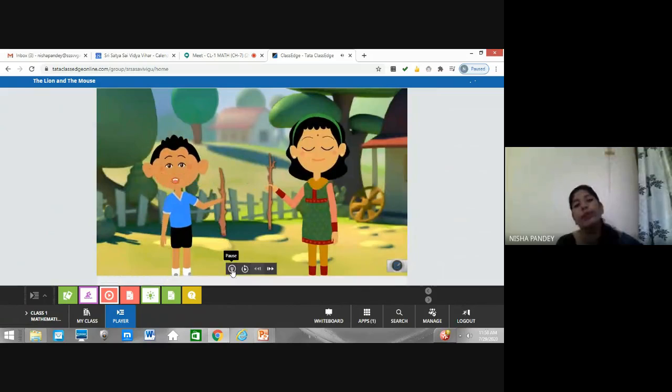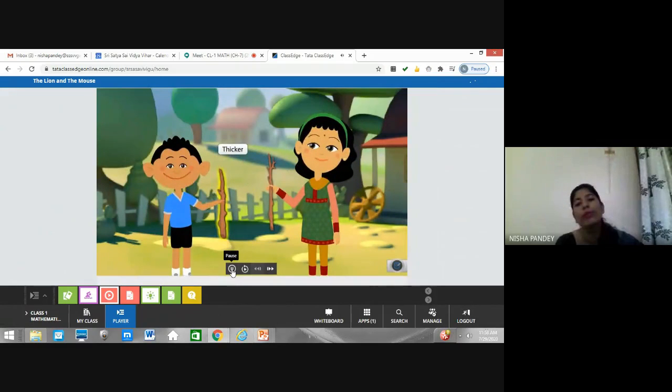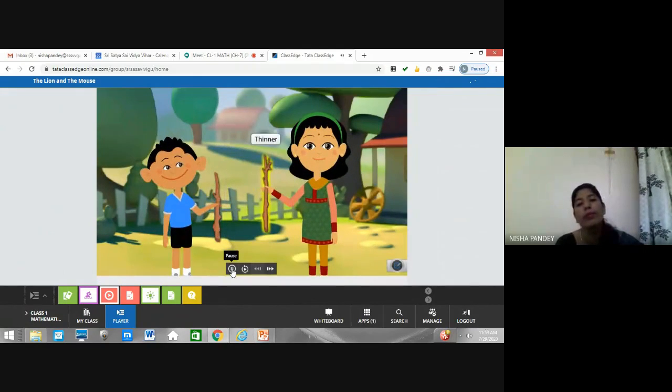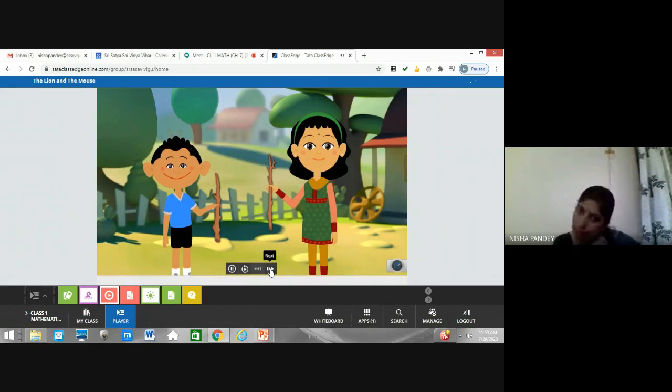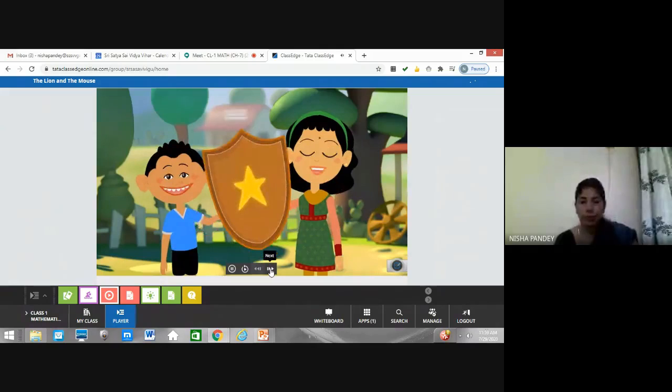I'm holding the thicker stick. And I'm holding the thinner stick. Aisha and Pasha know how to identify thicker and thinner objects. Now they want to know if you can do the same. For each correct answer, you get a star.